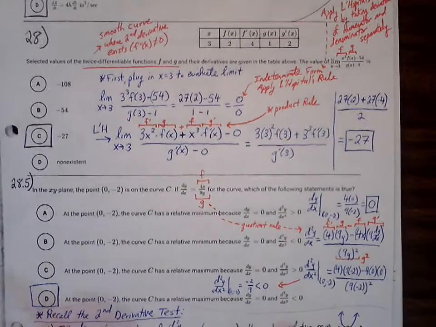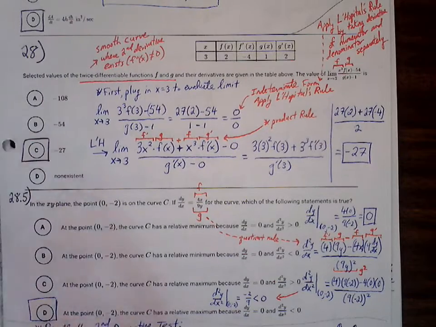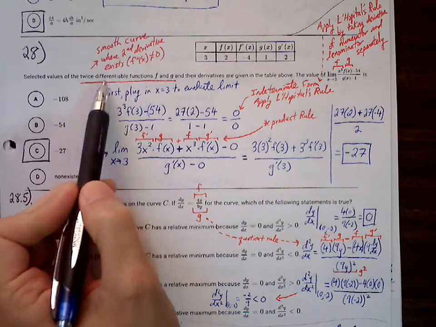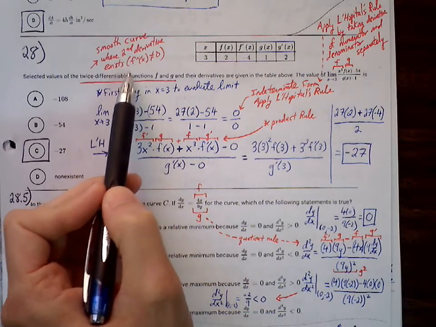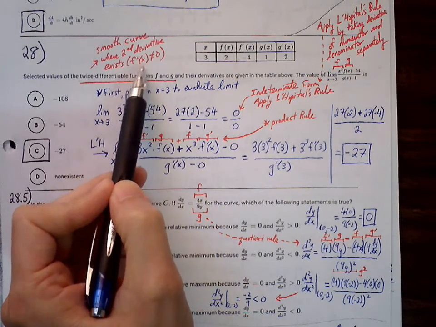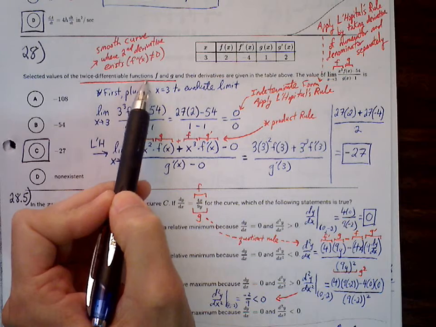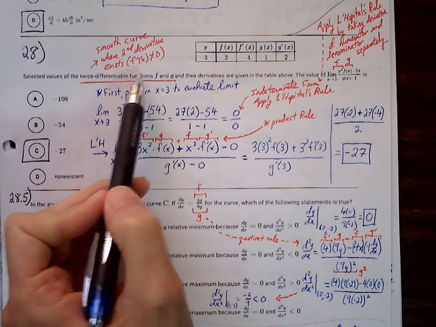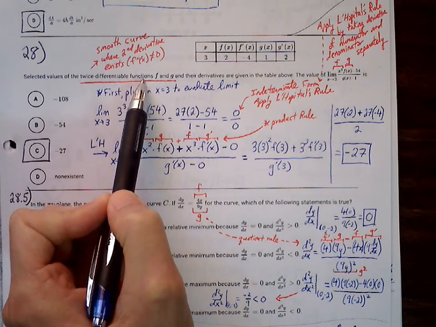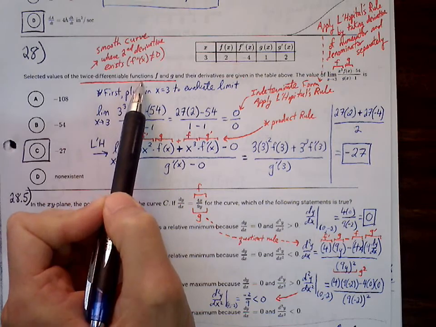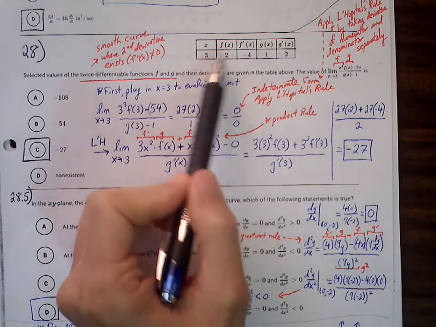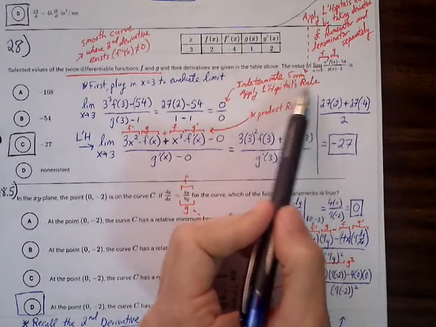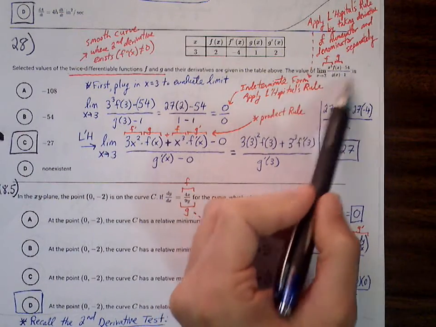All right, 28. Selected values of a twice differentiable function. Again, twice differentiable just means it's a smooth curve. The second derivative exists. The second derivative is not going to be 0, so it's going to be a higher degree than just constant or linear, it's going to be at least a quadratic or higher. Okay, smooth curve. The derivative is given in the table above. Find the value of the limit of this expression.